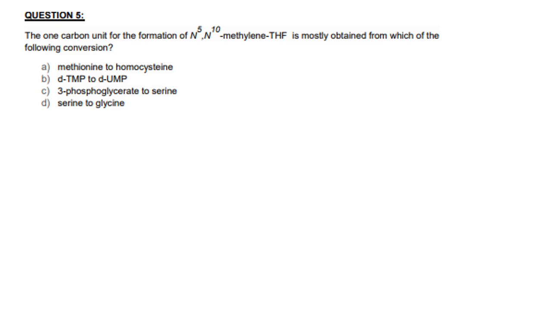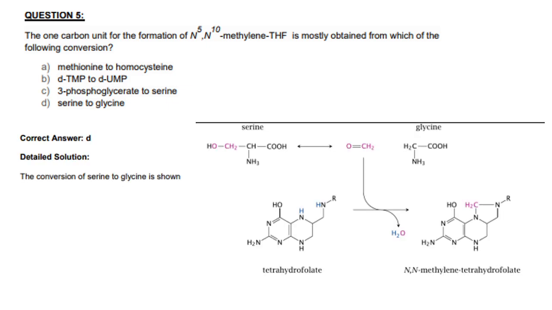So next question we have: the one carbon unit for formation of N5,N10-methylene tetrahydrofolate is mostly obtained from which of the following conversions? Methionine to homocysteine, dTMP to dUMP, 3-phosphoglycerate to serine, or serine to glycine. So option D is correct.